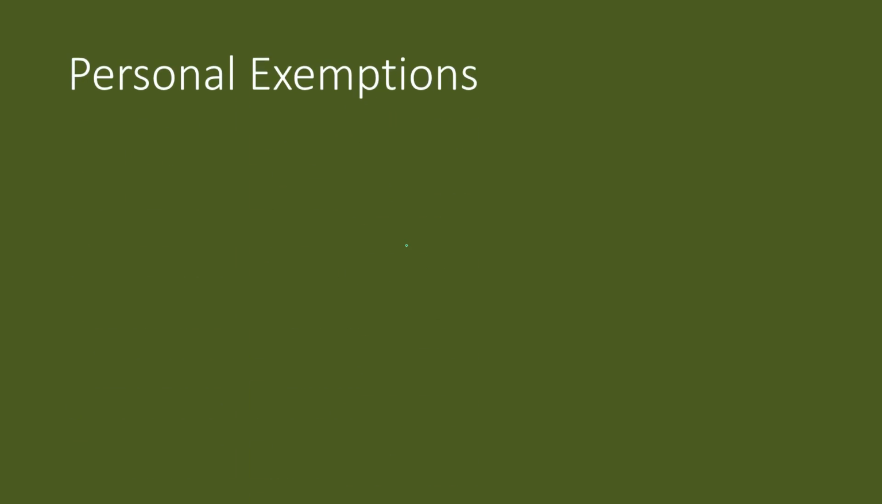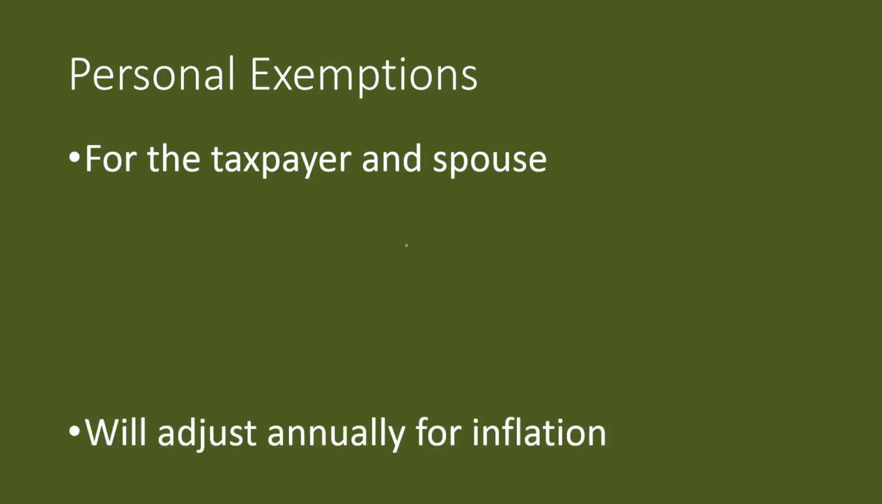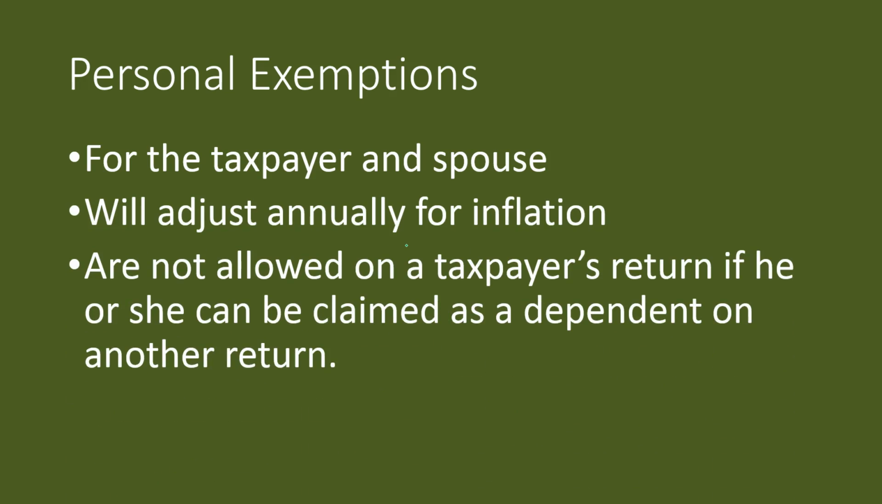And so the personal exemption is going to be for the taxpayer and spouse. It will adjust annually for inflation and is not allowed on a taxpayer's return if he or she can be claimed as a dependent on another tax return. So of course, the exemption that we get for ourselves, we get a set dollar amount exemption for ourselves and our spouse. Now, there's an exception to that rule, and that would be, for example, if we're a student and we're under 24 and we are going to school full time, it could be possible that our parents could still claim us as the exemption.